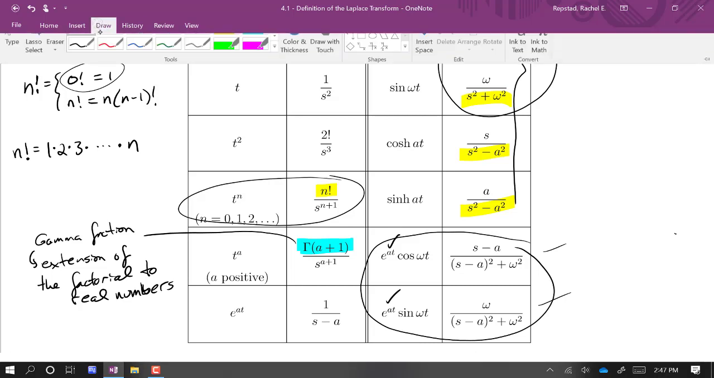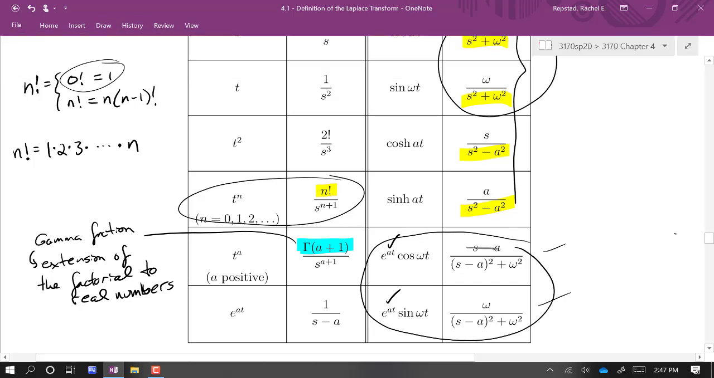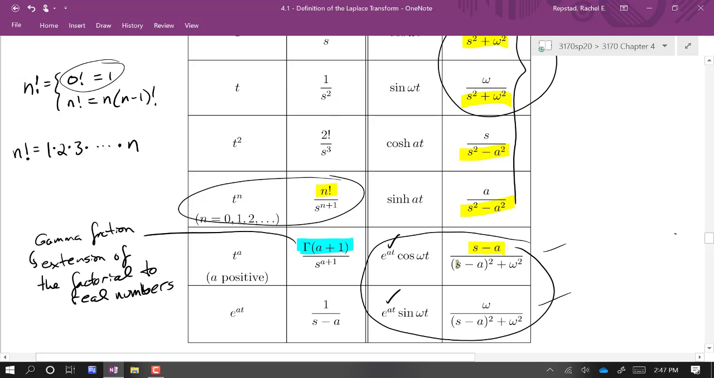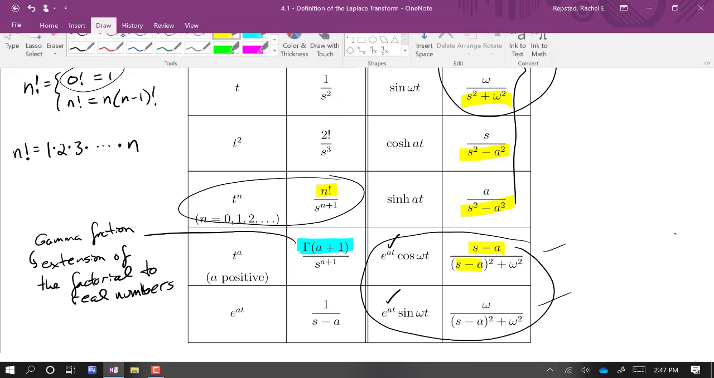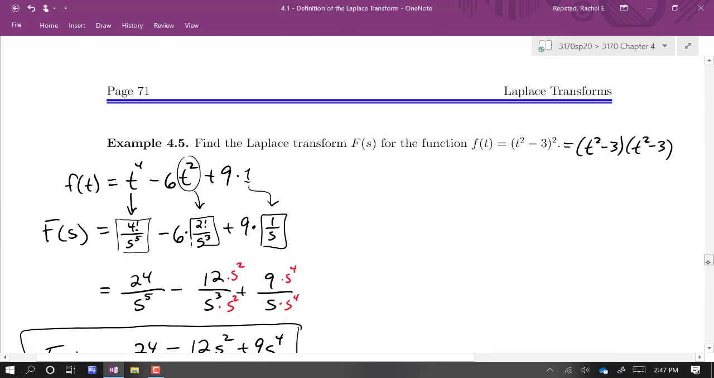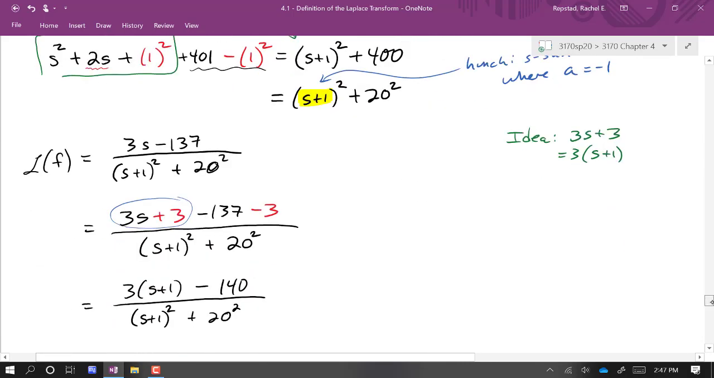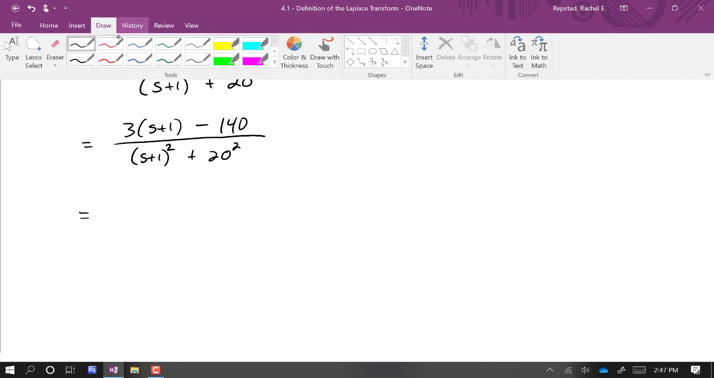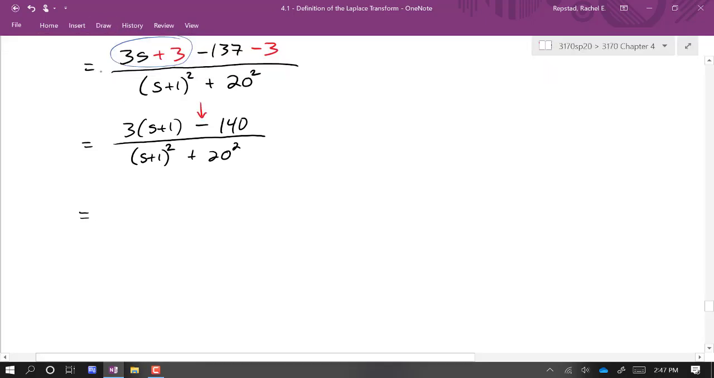But I want to have one part that's just the s minus a, where I have the s minus a that matches that part down here, and then I want another piece where I have the omega that matches that omega down there. So I'm going to split up that fraction. I'm going to split it up over the subtraction that's happening up top. So I'm going to split it right here.